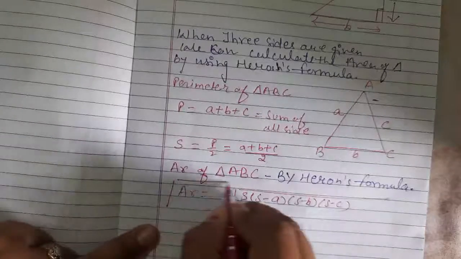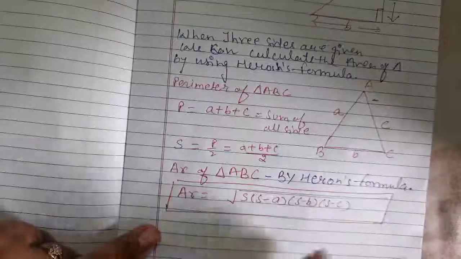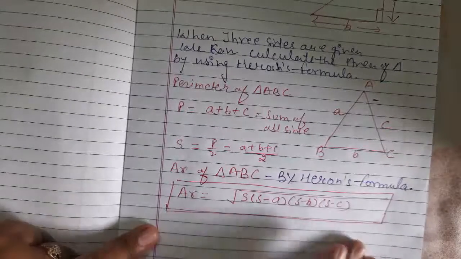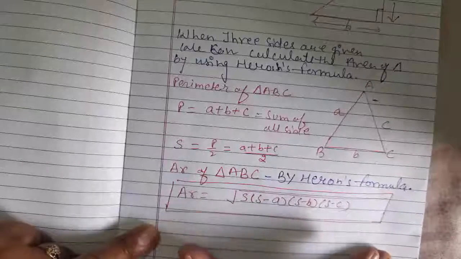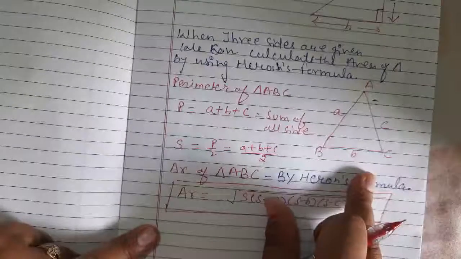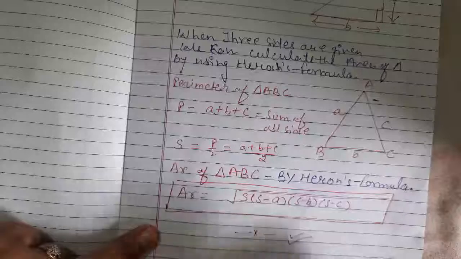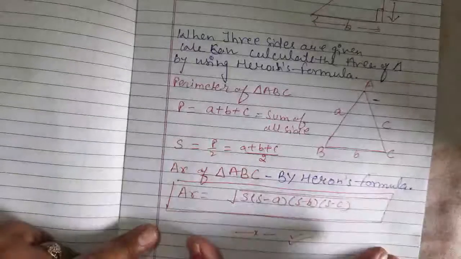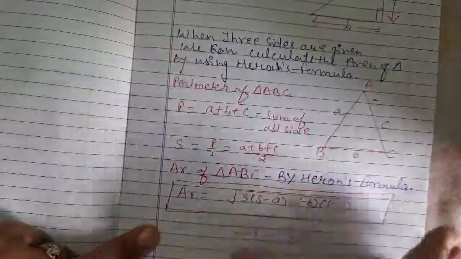So this is Heron's formula: area equals root of s into (s minus a) into (s minus b) into (s minus c). With the help of this formula, we can calculate the area of a triangle whose three sides are given to us. Now we will learn how to use this formula to calculate the area of a triangle with some examples.